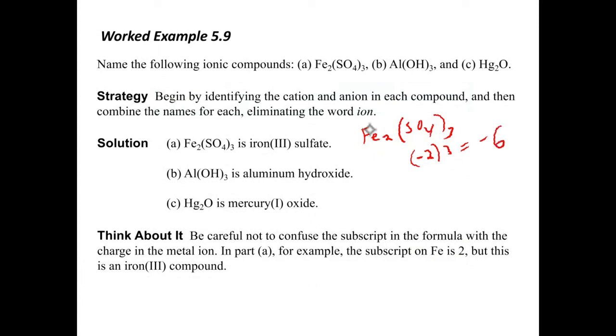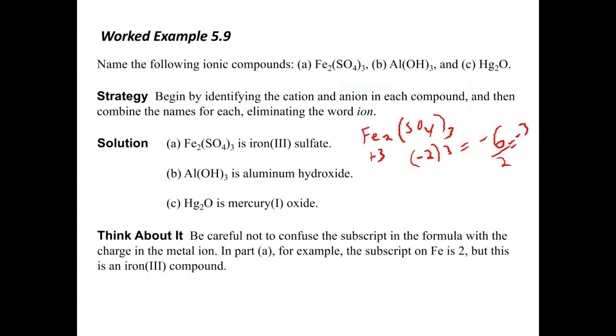Okay, so that means that both of these ions have to balance out -6. So divide by 2 gives me -3. So now I know iron has to balance out a -3. Each iron has to balance out a -3. So that must mean iron is +3. So if I'm going to name this, now I know the charge of iron.